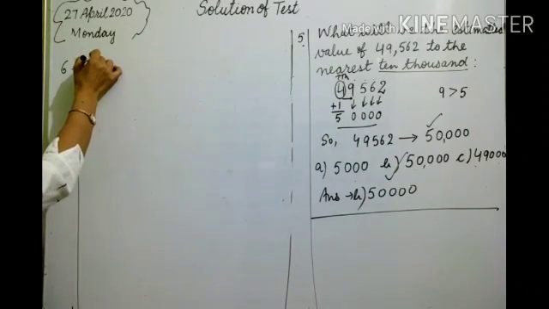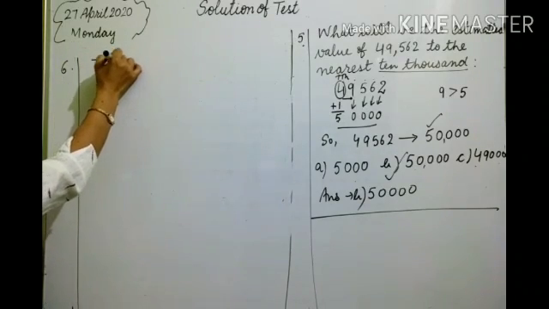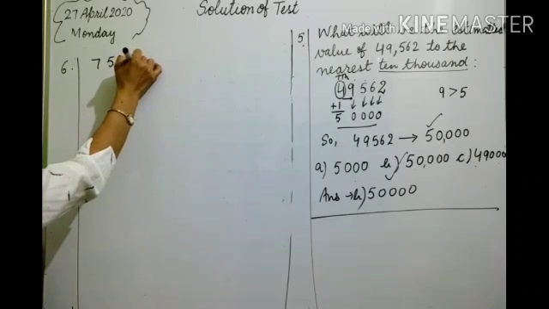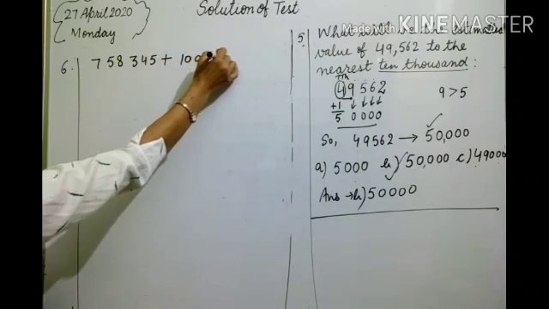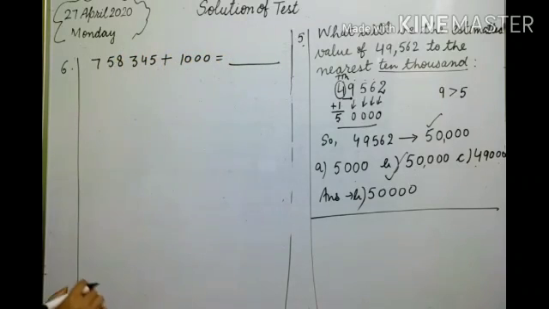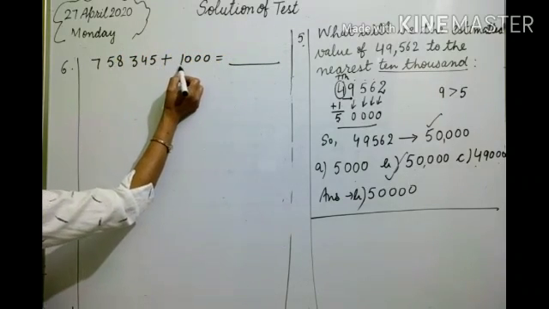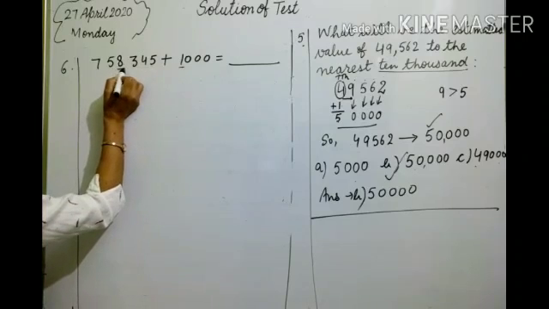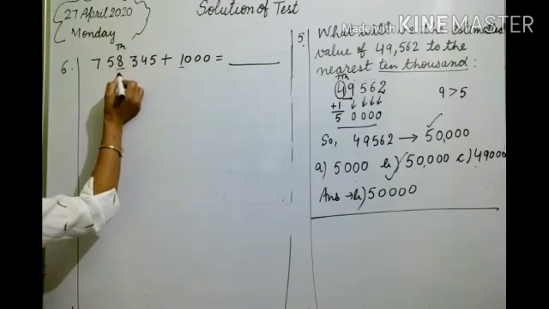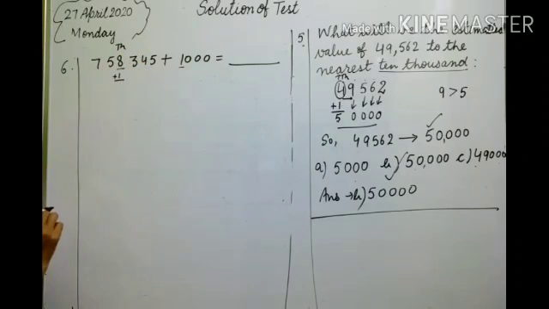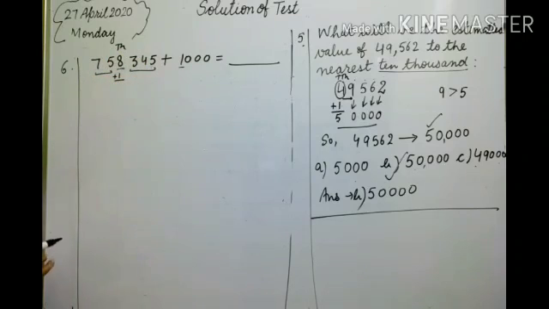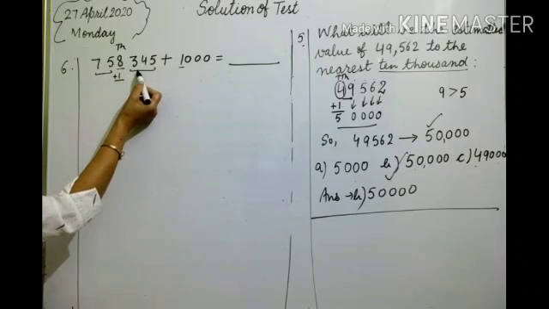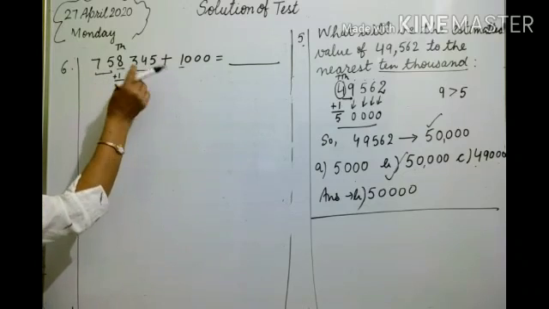Question number 6 is 7,58,345. Add 1,000 to it. As I told you, when we add 1,000, then only the 1,000 place digit will increase by 1. So what will be the answer? The digits at the lakh and ten-thousand places, and the three digits after the 1,000 place, will remain the same.